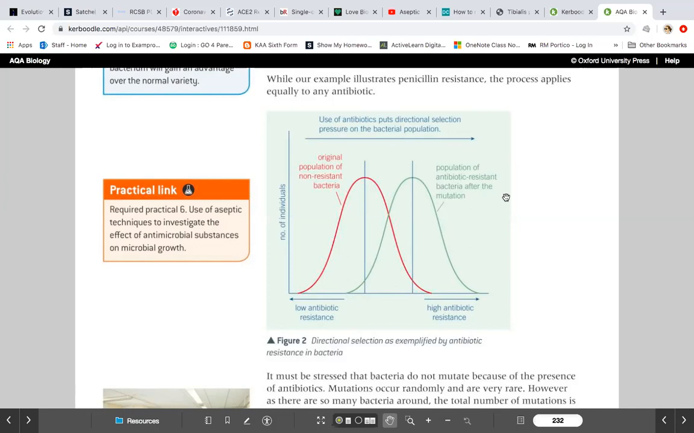The key thing around directional selection is that the extremities of the curve are selected for. So the extreme end, higher resistance of the original curve is selected for. So it pushes the population in a new direction, the direction of high antibiotic resistance.